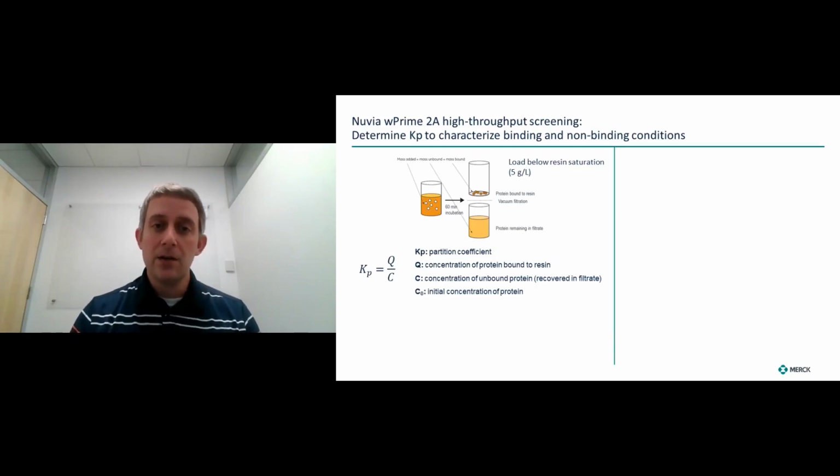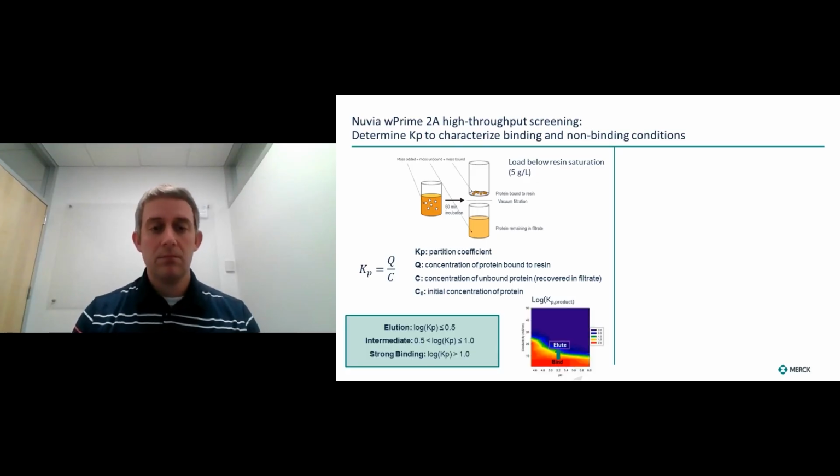Also worth noting here that we're loading a low amount of protein on the resin, 5 grams per liter. So we're trying to avoid saturating; we're really just looking to identify binding and non-binding conditions, and not deal with things like steric hindrance, binding sites not being available. And then with that bound to unbound ratio, we get a sense of partitioning on the resin. Looking at those values, we could map a space across the wide range of conditions and identify a potential binding regime where the logarithmic transform of that partition coefficient is above 1, as well as an intermediate region, and then a clear elution region.